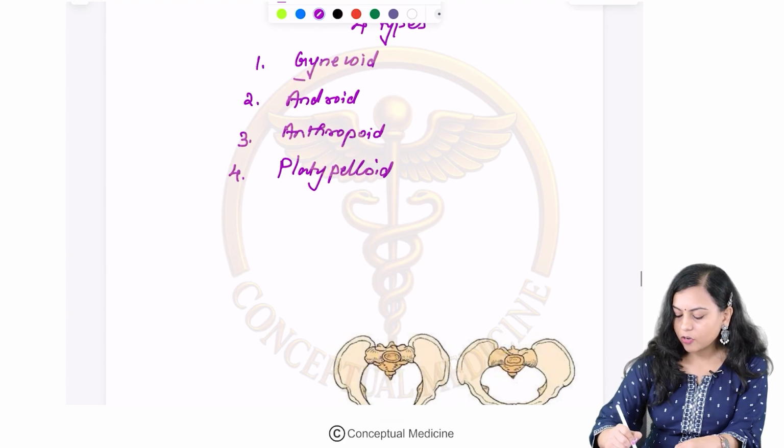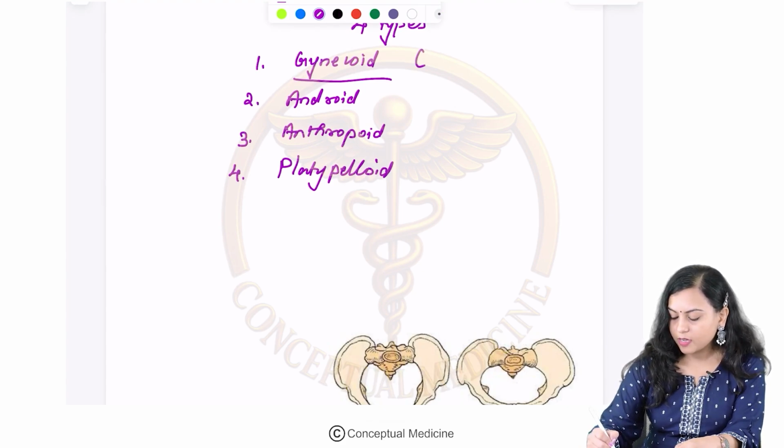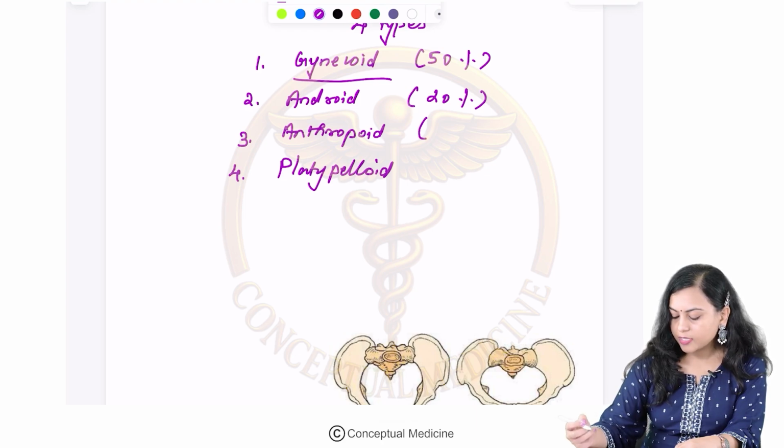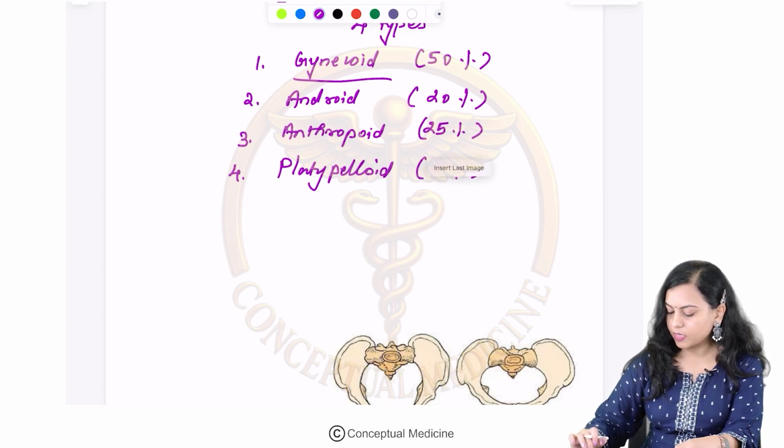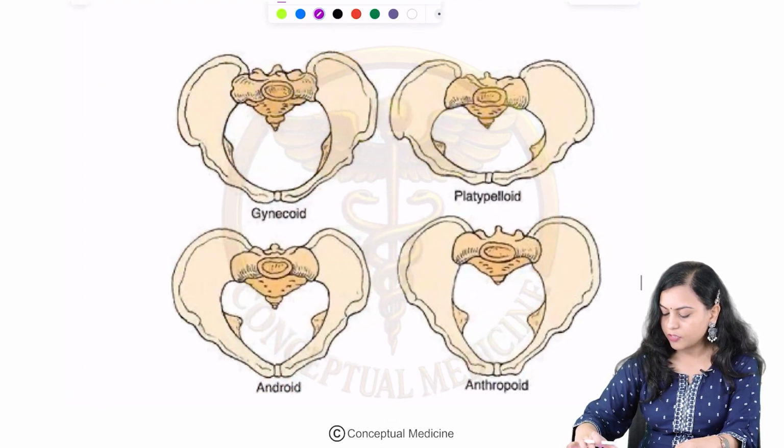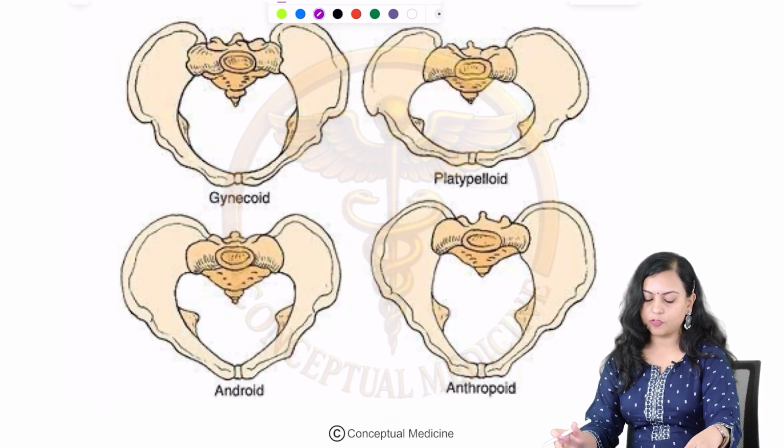Among these, gynecoid pelvis is the most common one, found in 50% of people. Android pelvis is seen in 20%, anthropoid pelvis is seen in 25% and platypelloid pelvis is seen in 5%. So, this is the image representation of the 4 types of pelvis.